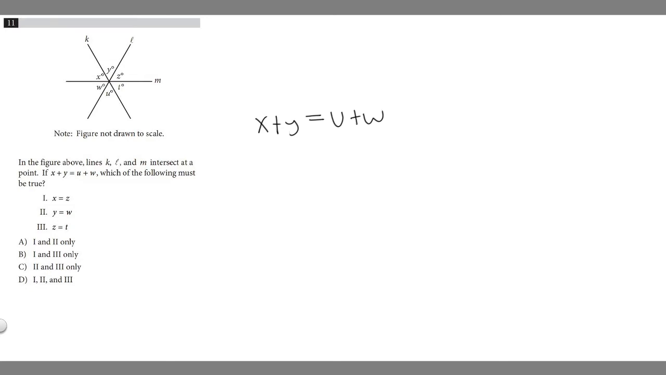Well, looking at our graph of the lines, we know that u is going to be equal to y, because these are vertical angles. If you have an angle on top of another one, across from it, they're going to be equal. So u is equal to y, and we can replace u with y. So we have x plus y is equal to y plus w. And if we subtract y from both sides, these would cancel. So we have x equals w.